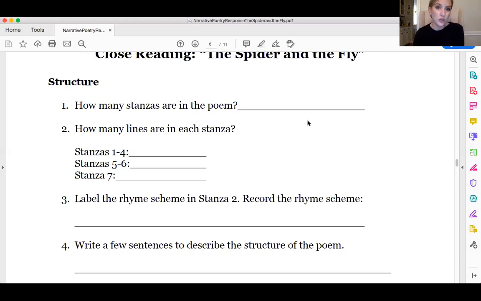Number 3, you had to label the rhyme scheme in stanza 2 and record the rhyme scheme. The rhyme scheme is AA, BB, CC all throughout the poem, which makes it have a strong pattern and rhythm.